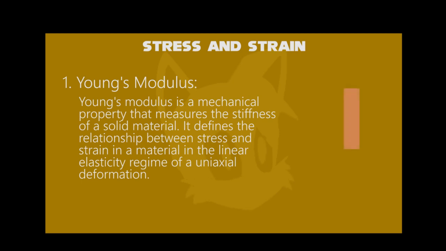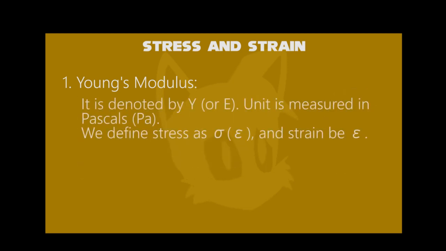Young's modulus is a mechanical property that measures the stiffness of a solid material. It defines the relationship between stress and strain in a material in the linear elasticity regime of a uniaxial deformation. We note that the symbol of Young's modulus is Y. The unit is measured in Pascal, equal to kilogram per meter per second squared, just like we talked about pressure, equal to force per unit area.